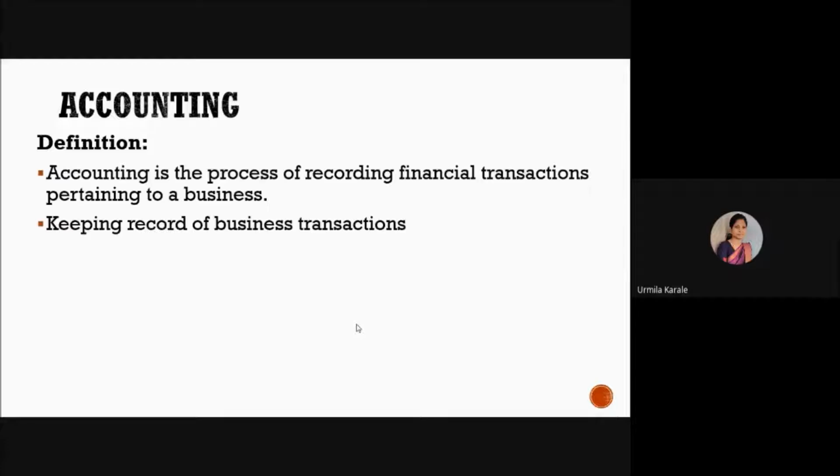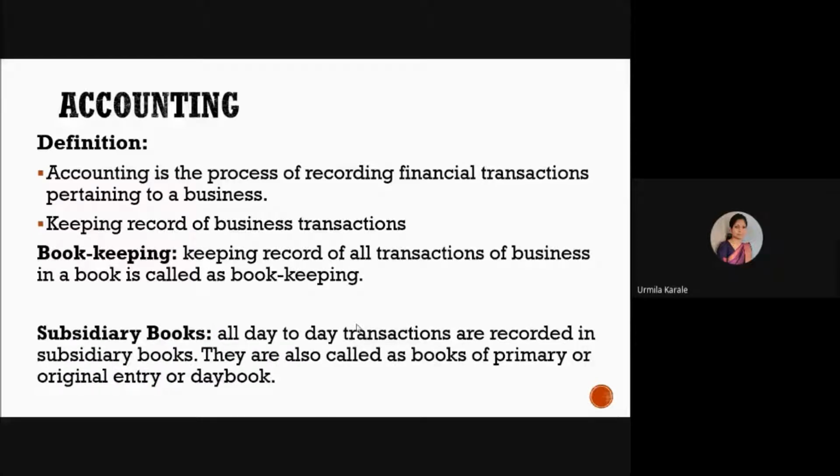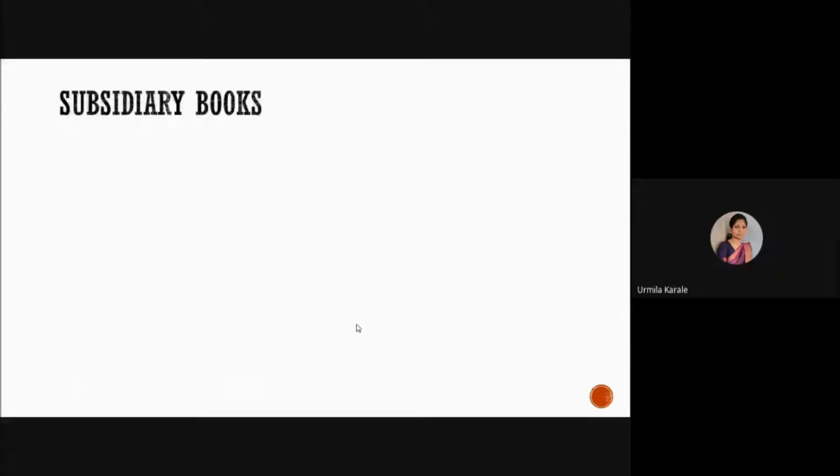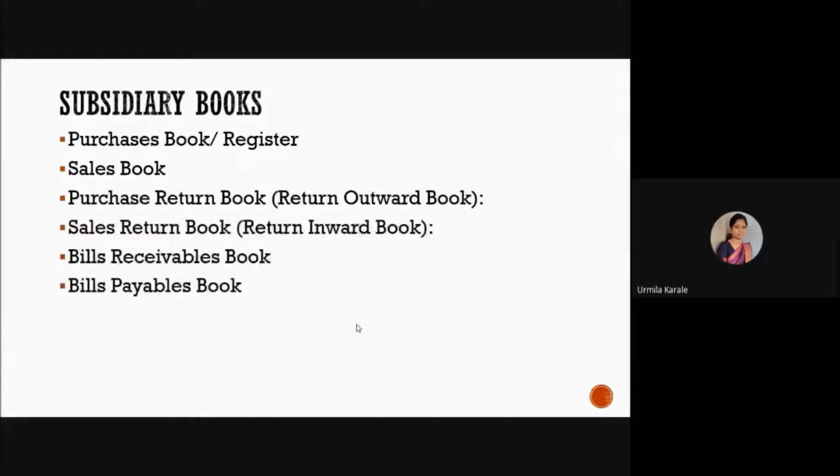So let us start with the basics. Accounting is nothing but the process of recording the transactions and keeping the records. We enter the transactions into subsidiary books. The list of subsidiary books includes the purchase book, sales book, purchase return, sales return, bills receivable and payable book, then the cash book, bank book, and journal. All these books are used for recording the transactions on a daily basis.